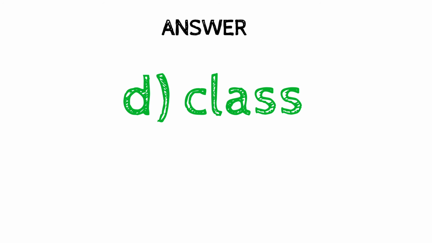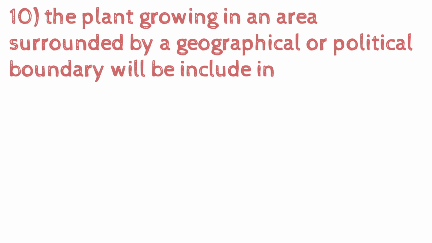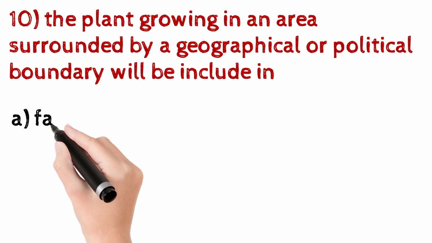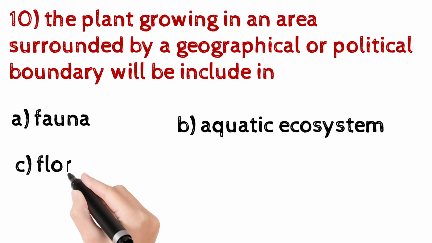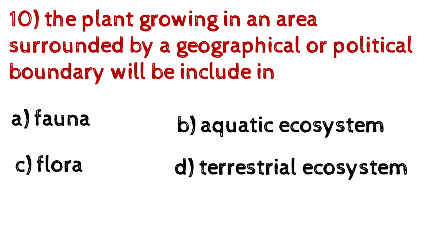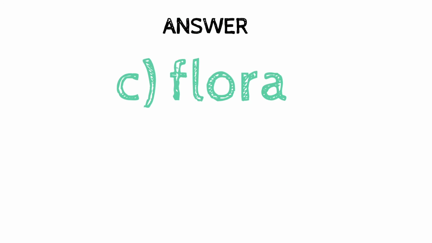Okay. So the last question is, the plant growing in an area surrounded by a geographical or political boundary will be included in A. Fauna, B. Aquatic ecosystem, C. Flora or D. Terrestrial ecosystem. Now the time for the answer. C. Flora. The correct answer is C. Flora.